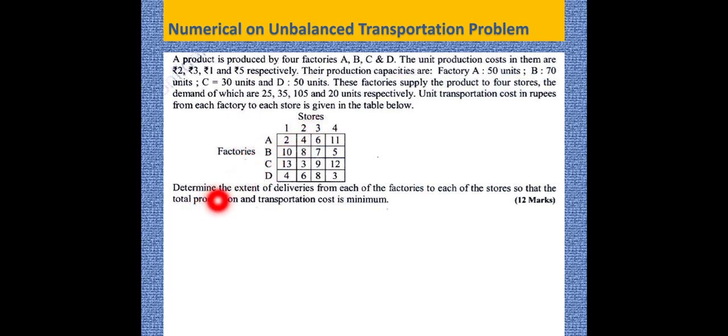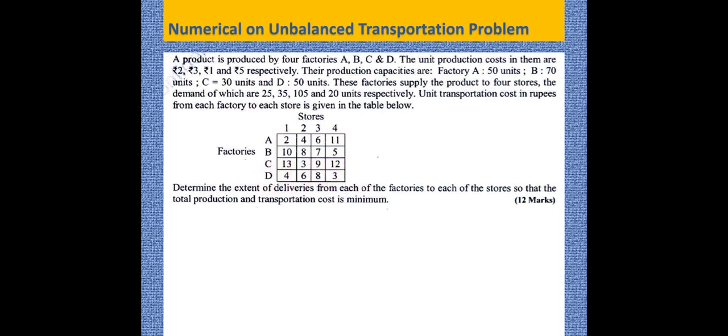We need to determine the extent of deliveries from each of the factories to each of the stores so that the total production and transportation cost is minimum. So this problem is quite different. Here we need to reduce the production cost as well. So we need to modify the table given, and add the production cost also in particular rows in each factory.